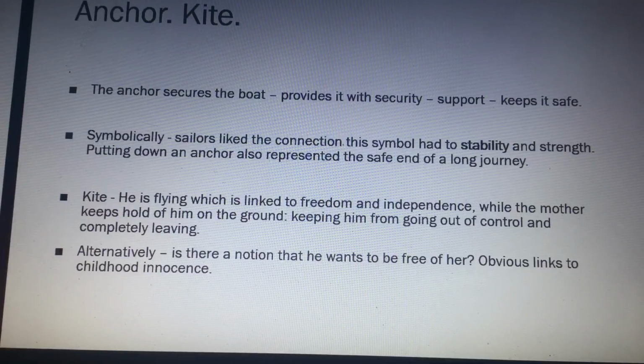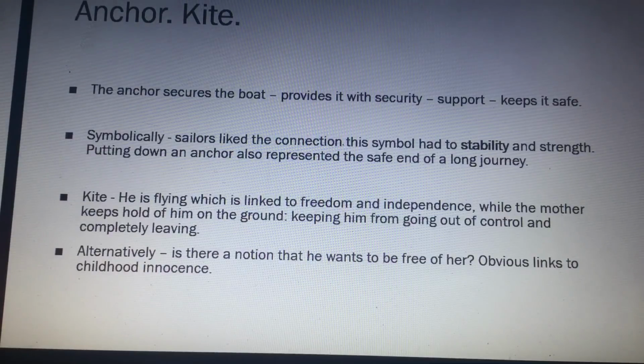But also, she, I suppose, in this instance becomes the anchor, doesn't she? She's the base camp and she's the anchor that keeps everything safe, secure. And then when we link that to kite, he is linked to freedom and independence, isn't he? While the mother keeps a hold of him. So again, similar to the anchor, she is the person that stops him from going out of control, stops him from completely leaving.